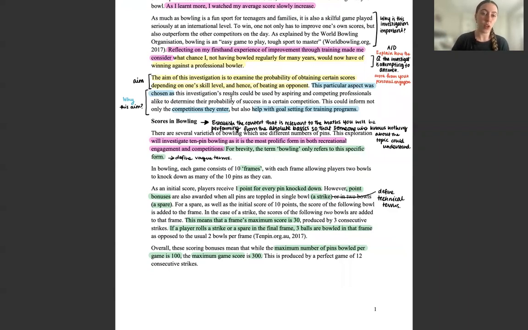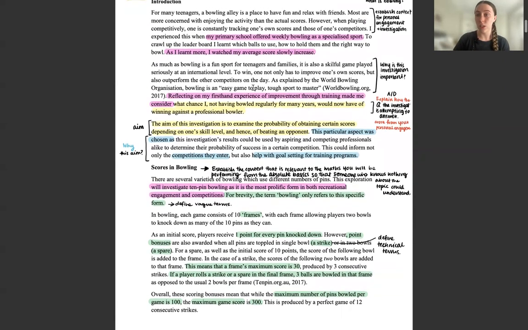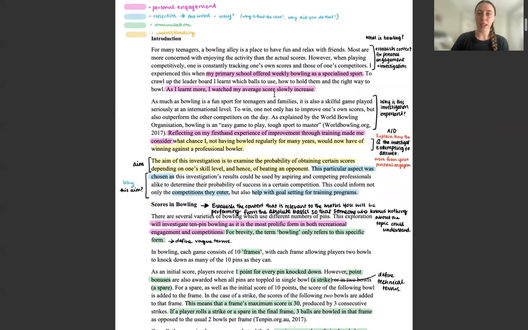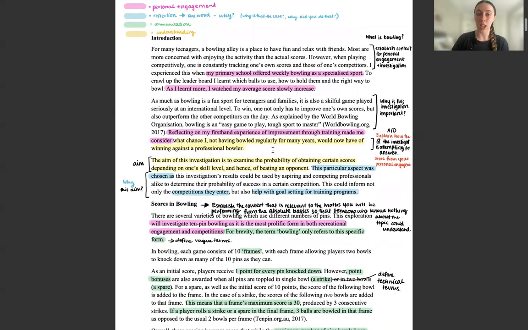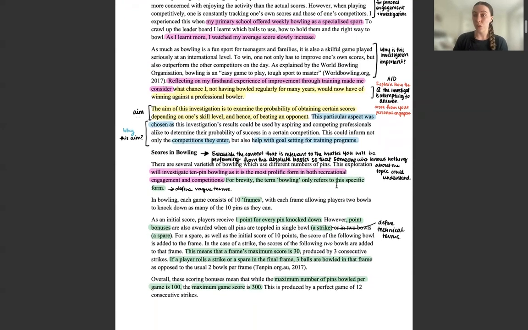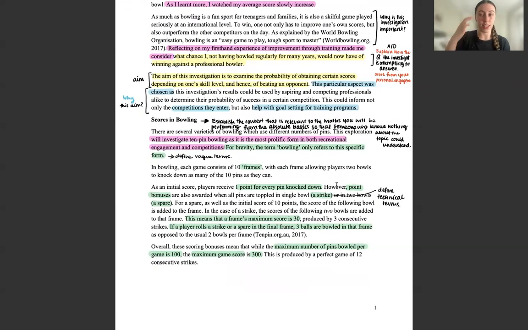This could inform not only the competitions they enter, but also help with goal setting for training programs. So you can see that I'm reflecting on why I have chosen this aim in particular. Why would this be helpful given the context of bowling that I've explained up here? So that is my introduction. I've given my rationale and presented my aim, and I've also done a little bit of reflection sprinkled in. So we now have to start the investigation.